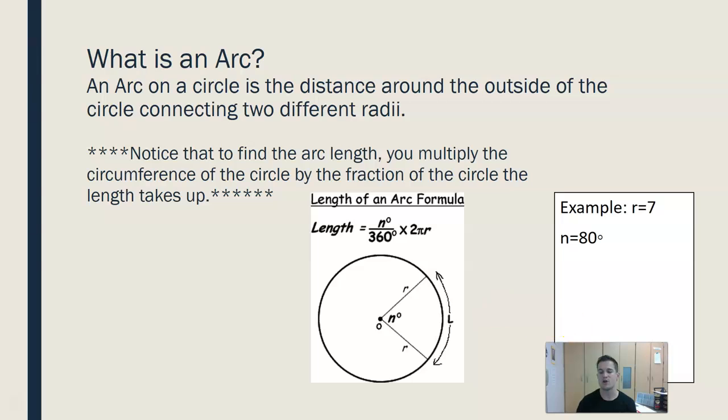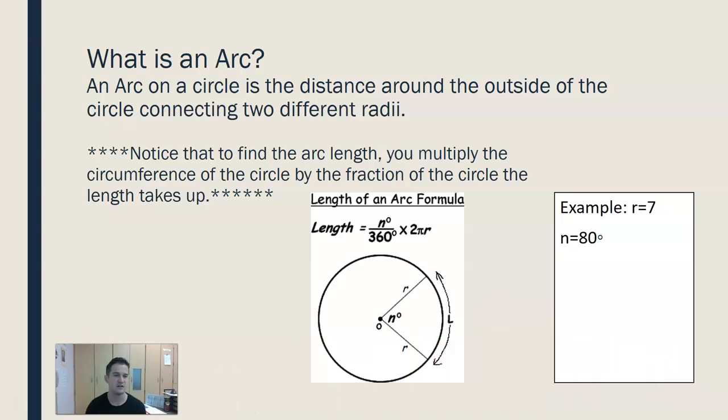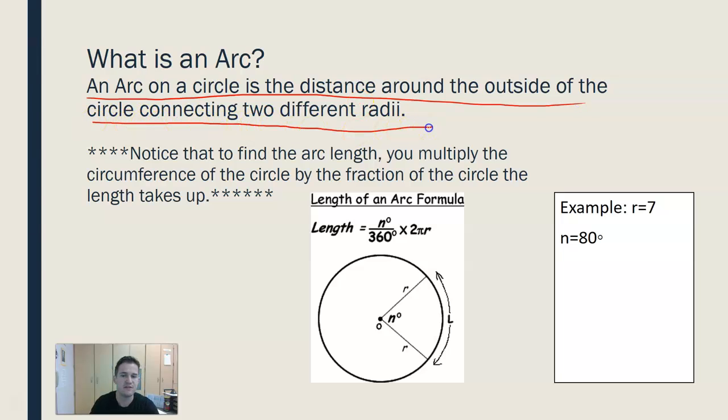Now we're going to start talking about arc length. So let me move my face out of the way again here. What is an arc? Well, an arc on a circle is the distance around the outside of the circle connecting two different radii. That reads radii, that's just two different radiuses. So on this circle right here, I have a radius here, I have a radius here, and the arc on that circle is the distance around the circle connecting those two radiuses. So it's just a section of the circumference. The circumference would be all the way around the circle. An arc is just a section of the circumference that connects two radiuses.